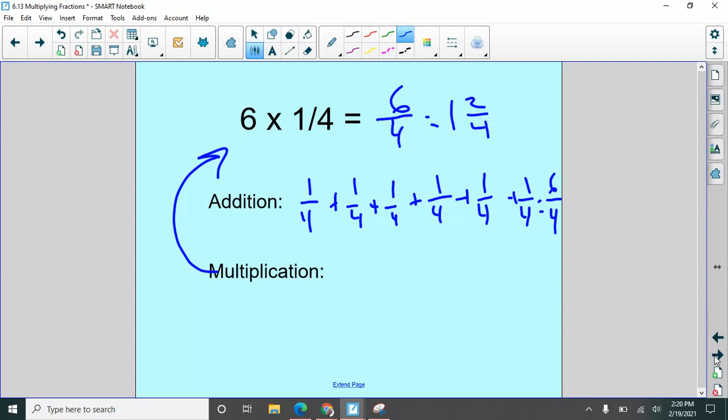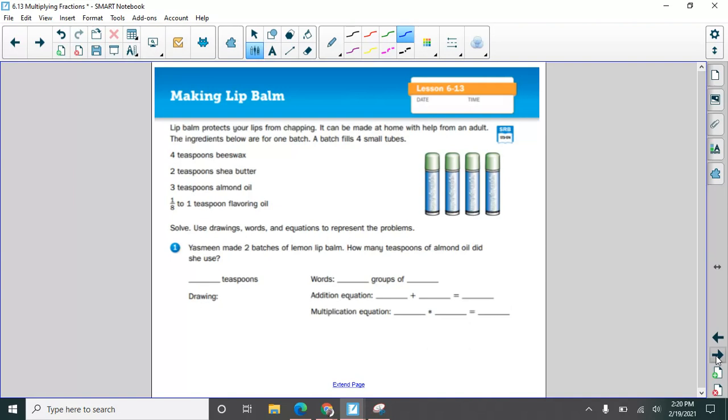All right, in our math journal, please go ahead and open up to this math journal page. We're in lesson 6.13. I want to read this a little bit here at the top so you understand what's going on. A lip balm protects your lips from chapping. It can be made at home with help from an adult. The ingredients below are for 1 batch. A batch fills 4 small tubes. So this is going to be an important piece of information in one of the later questions.